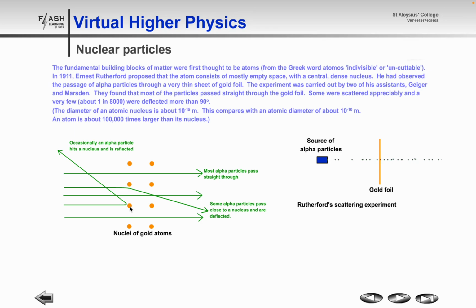And that now gives us the model of the nucleus with the protons in it. Neutrons came along later, and the electrons in orbit round about it. So you need to be able to explain Rutherford's data and how he used that to create that model of the atom.